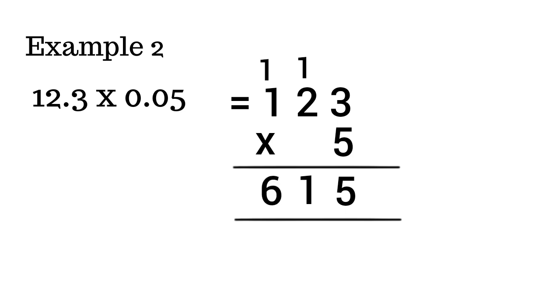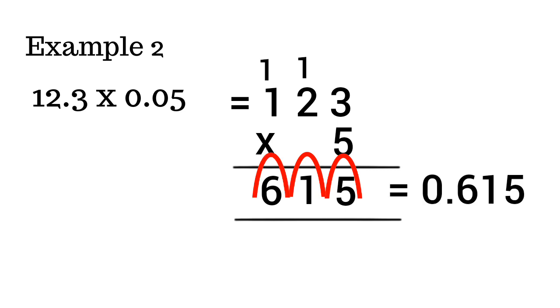The total number of decimal places is 3. So we count 3 places of decimal from the end of the number. We have 1, 2, 3. So our answer is 0.615.